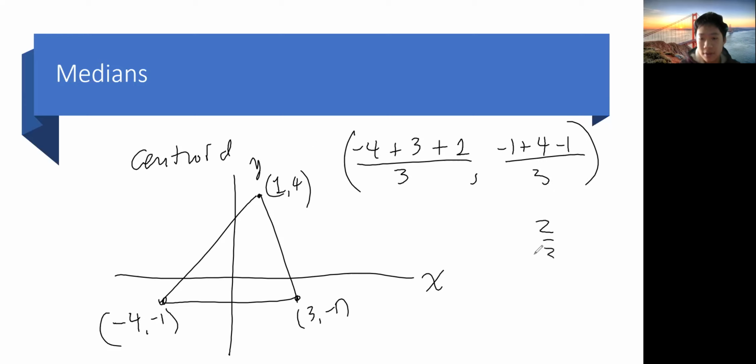So this would be 2/3, and this would be 0, actually. So (0, 2/3). So it's going to be somewhere like here. This is going to be the centroid. Pretty cool. Okay, any questions? So those are medians and centroids.